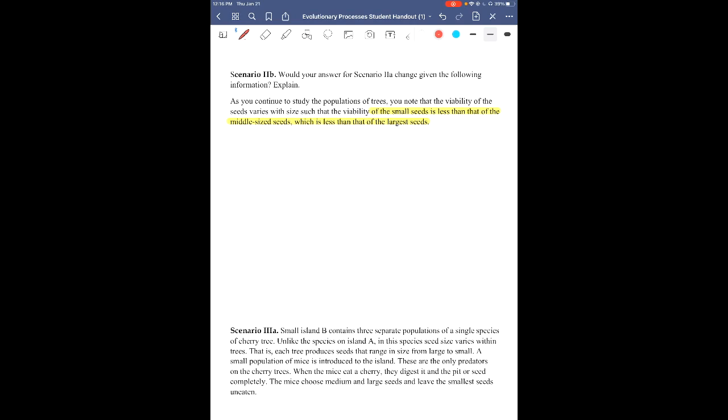Okay, so in this scenario, is selection occurring? So similar to the last question, because there is a genetic component and there is a variation in seed sizes, we can assume that selection is occurring. And seed size is a heritable trait.